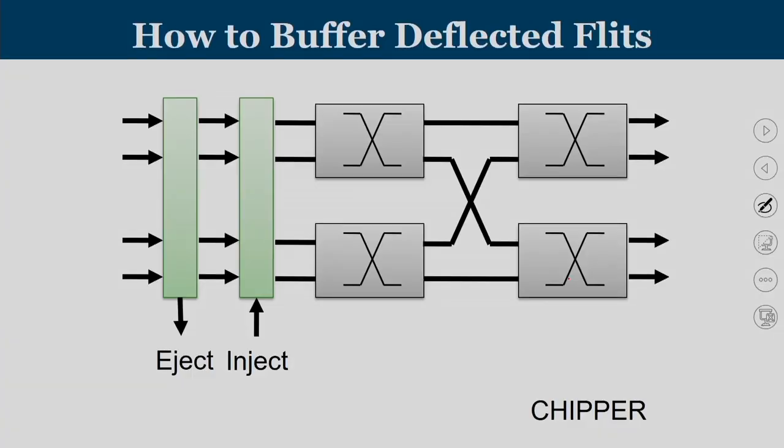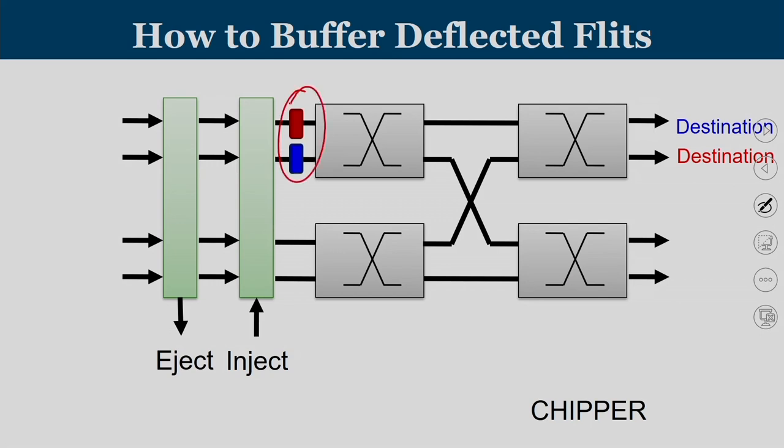Now, how to buffer deflected flits? Consider the diagram wherein you have the CHIPPER architecture. Let us say there are two flits, a red flit and a blue flit. The destinations of red and blue are already shown. Now, assume that the red flit got deflected in the first arbiter and the blue is going to get the port. In this case, since both of them want the same output port, we are not able to satisfy them.